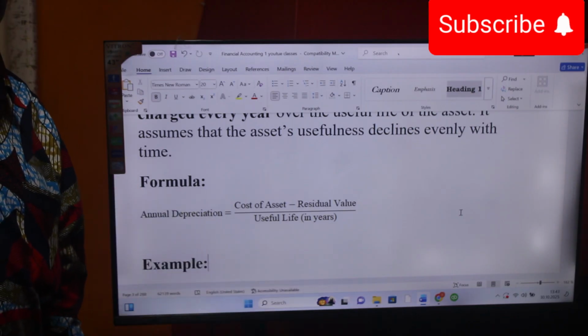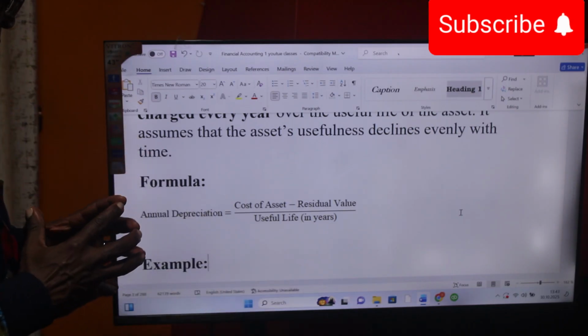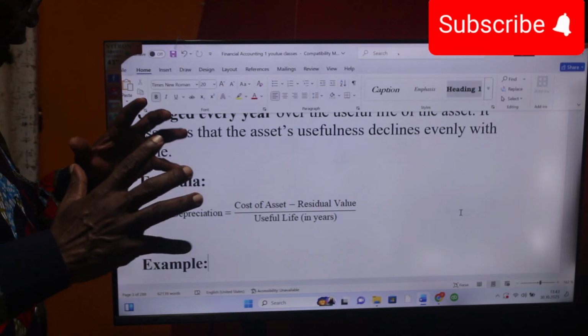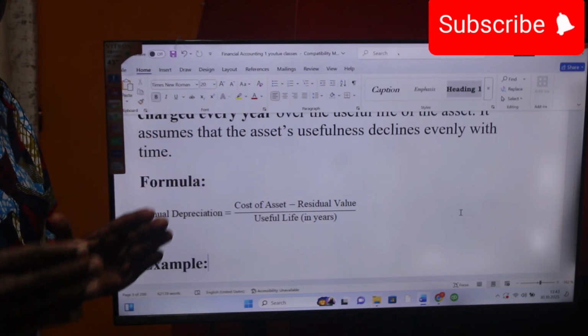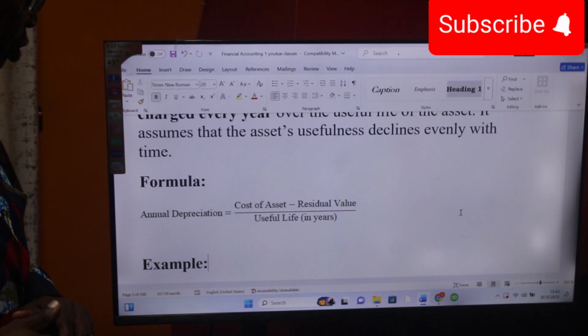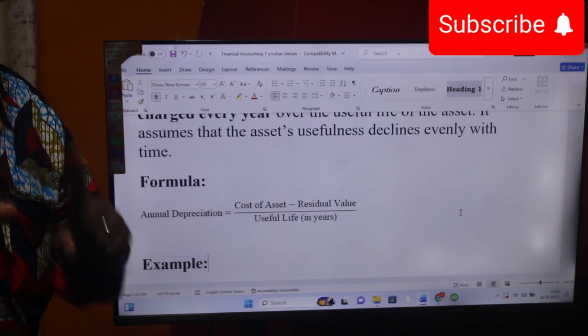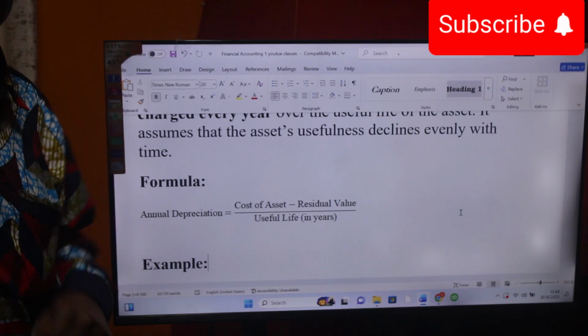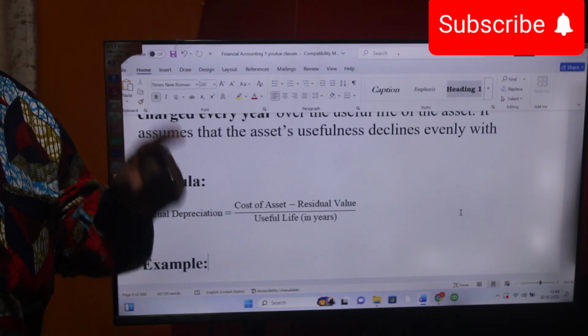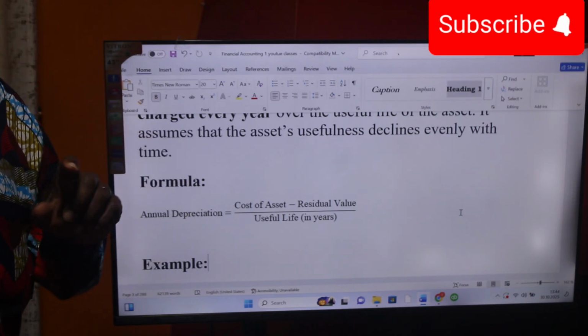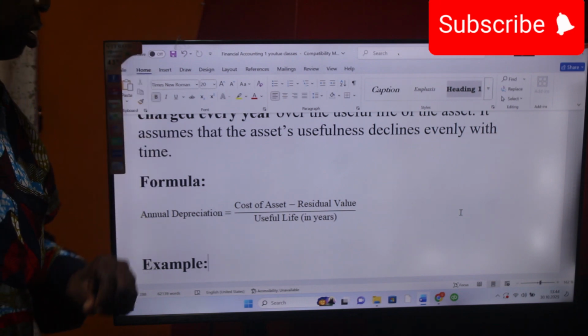Divided by the useful life in years. We say that the useful life is the period we are going to use the asset. The cost of the asset, I say, don't assume that the original purchase cost is the cost of the asset. Go to our video on capital and revenue expenditure to learn how to determine the cost of the asset.